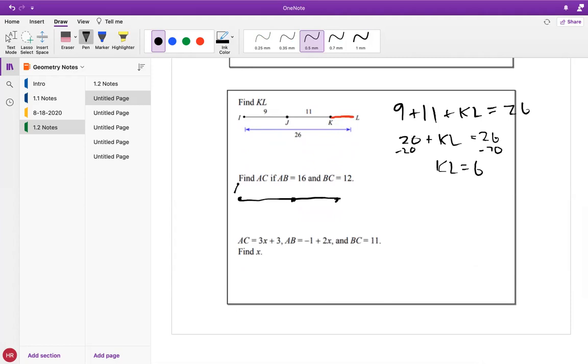So find AC, so I'm going to say this A, B, C. This should probably say something like A, B, and C are all on the same line, but you can kind of assume that they are. It says AB is 16 and BC is 12. So this one is just the segment addition postulate exactly as it was stated. The whole length is AB plus BC, which is 16 plus 12, which is 28.